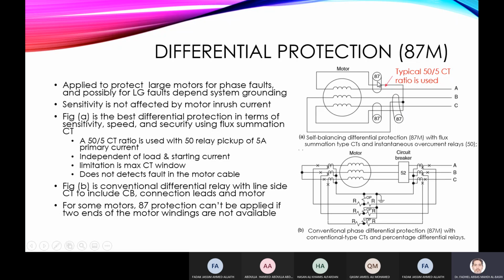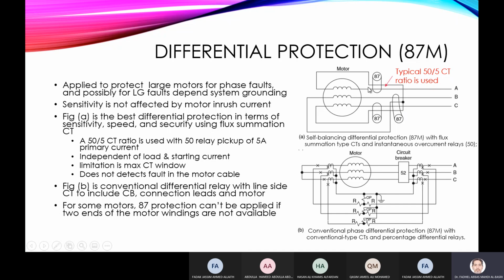So what are the advantages of this? First of all, differential protection is used for large motors, for detection of line to ground faults and phase faults. It is very sensitive. It's not affected by the starting current, unlike the instantaneous overcurrent relays. It is more sensitive as compared to this one.